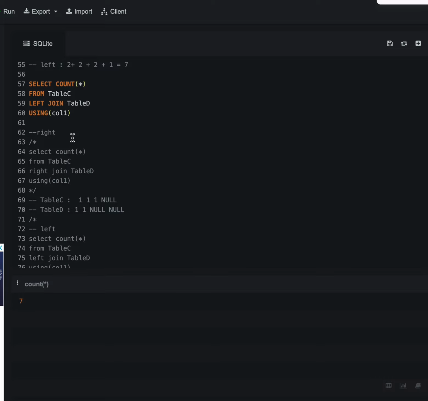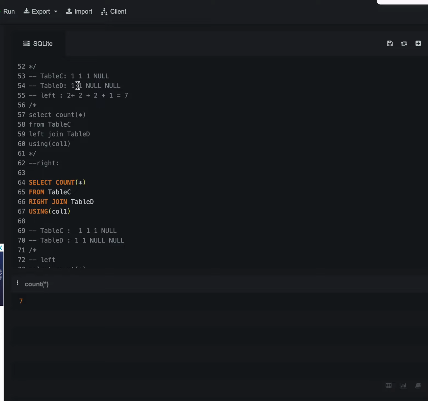Now let's see what happens in the case of right join. It's very predictable now that we know that two nulls cannot be compared. So what will happen in the right join? From the right table, this one will combine with all the three ones, so I will have three records. This one again will combine with all the three ones, three records again. Now we have two null values.